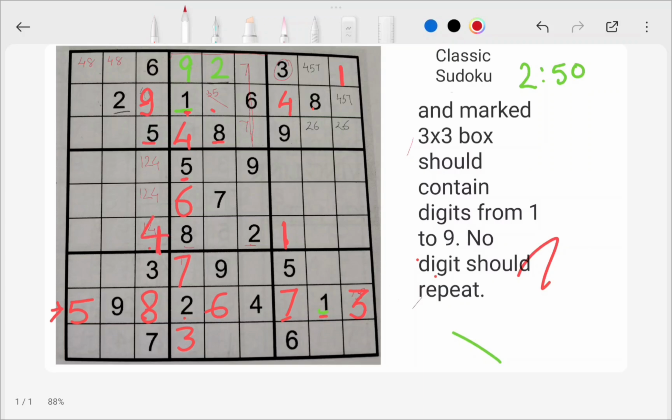Now 2, 8. And if this is 4, we can eliminate 4 from these cells. This must be 1, 2. Fine. Now see this box 4, because of these two 4s, we'll write 4 here.